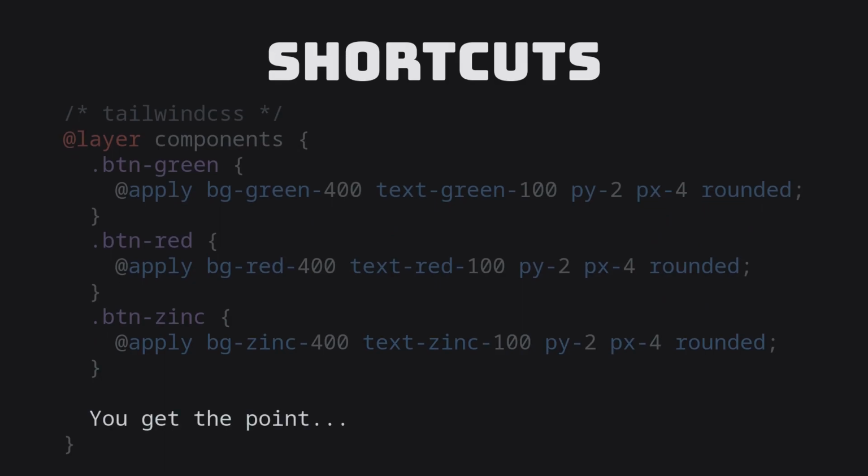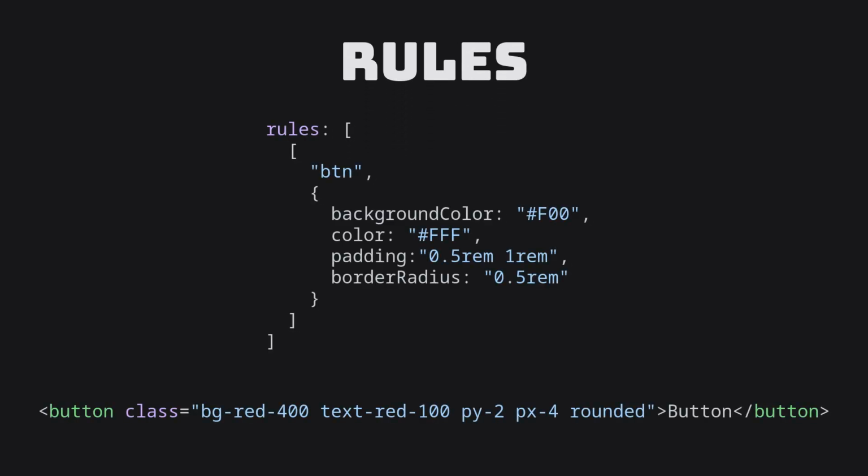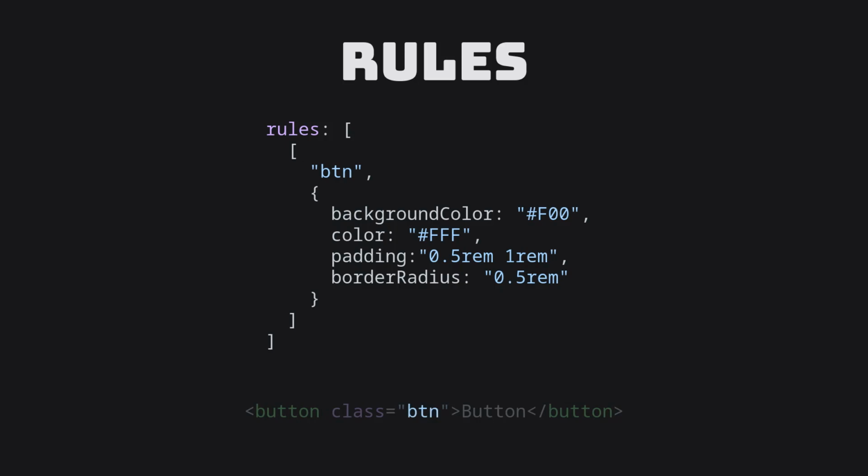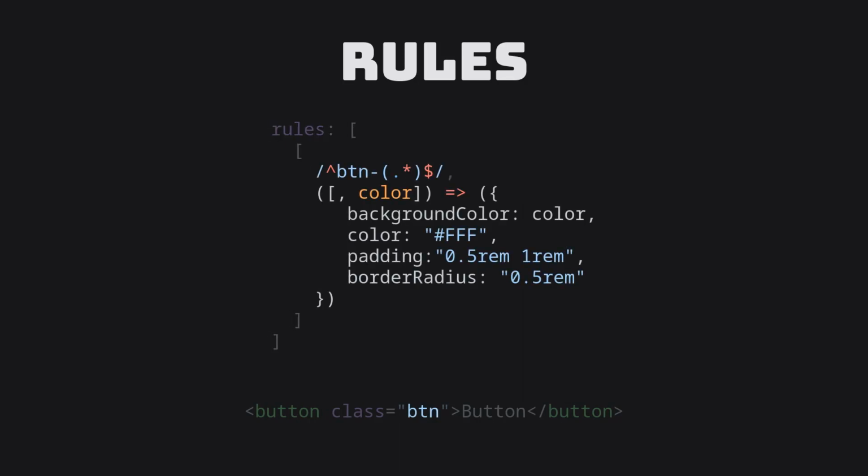Then of course the foundation of what Uno CSS presets are, which is rules, which are basically the same as shortcuts just with vanilla CSS. And again, we can also pass a function to make them dynamic as well.